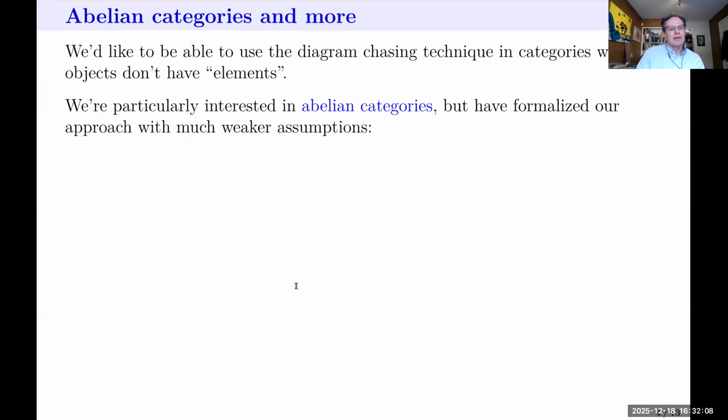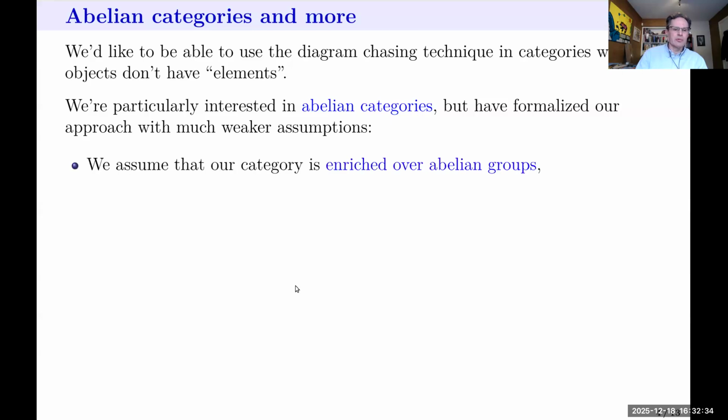Okay. So the challenge is that there are many situations where we know classically that this theorem is true, but we don't have elements for our objects. We're in some kind of general abelian category where the objects in the category don't have elements that you can chase around a diagram. If you know what abelian categories are, that's great, but in fact, we're going to do it in a more general setting.